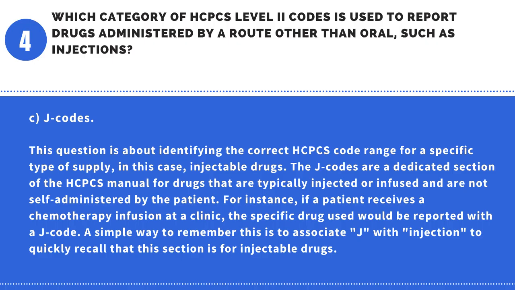This question is about identifying the correct HCPCS code range for a specific type of supply, in this case, injectable drugs. The J codes are a dedicated section of the HCPCS manual for drugs that are typically injected or infused and are not self-administered by the patient. For instance, if a patient receives a chemotherapy infusion at a clinic, the specific drug used would be reported with a J code. A simple way to remember this is to associate J with injection to quickly recall that this section is for injectable drugs.